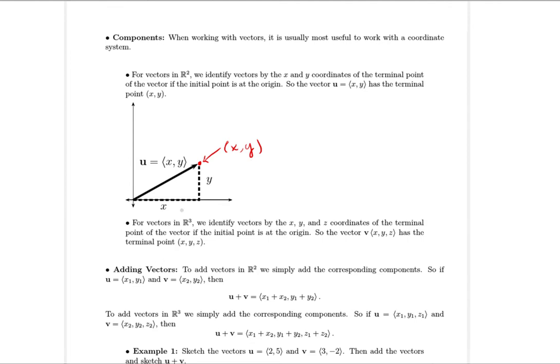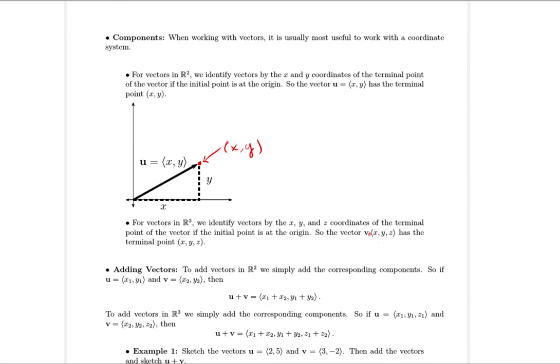All right, and then we can also talk about vectors in three-dimensional space. We're moving into that now. So we would just say that a vector, and sorry, there should be a little equal sign here, there we go, let's squeeze it in there, equals ⟨x, y, z⟩. So there's an x component, a y component, and a z component.